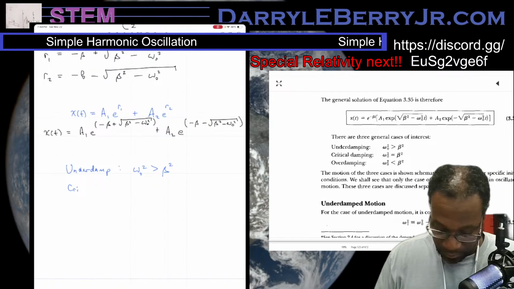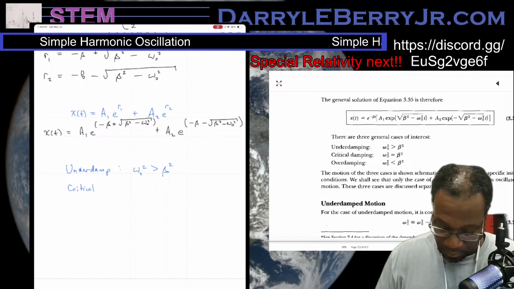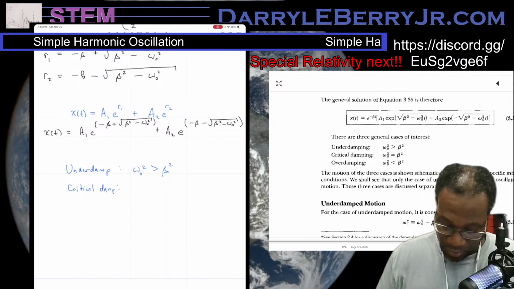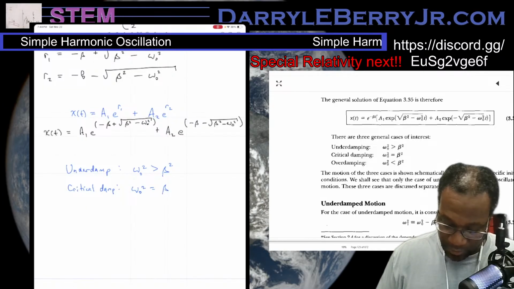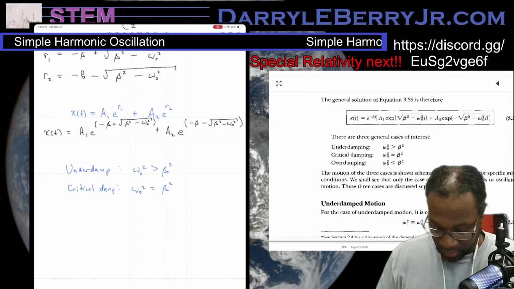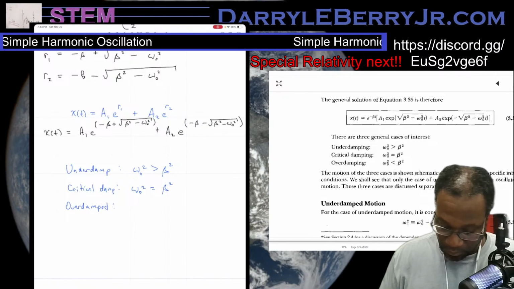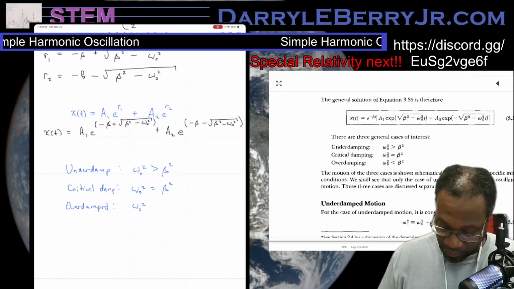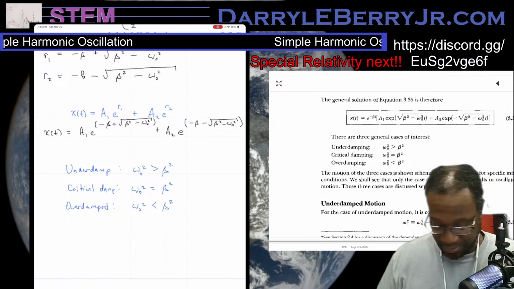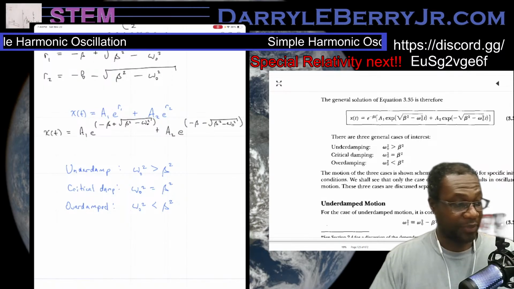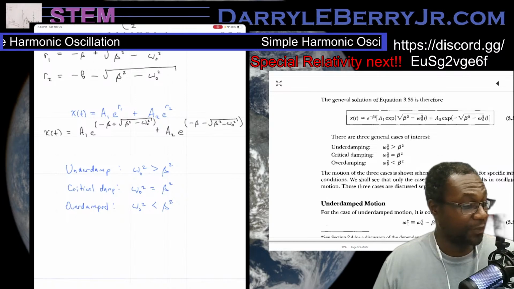Critically damped, omega naught squared equals b squared, and overdamped, omega naught squared is less than b squared, which makes sense. It's overdamped if the damping is bigger than the frequency.